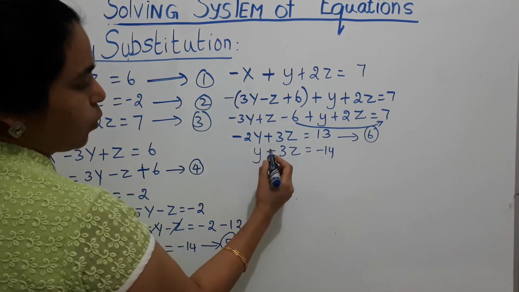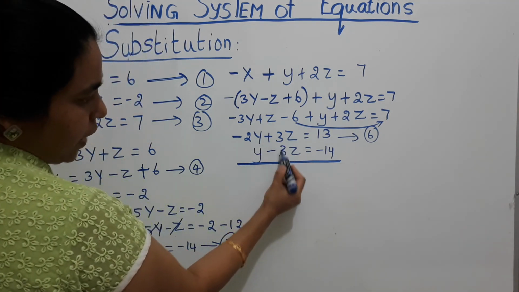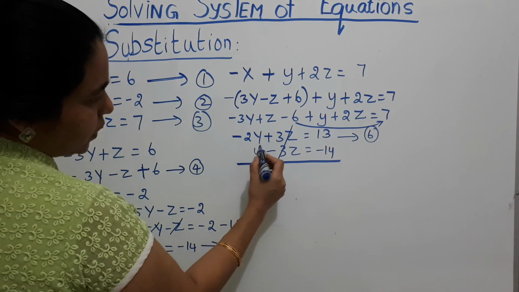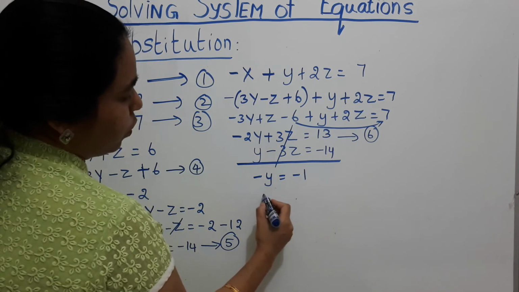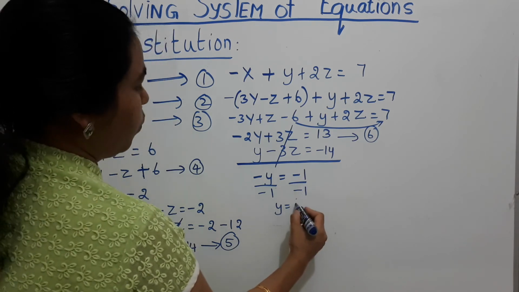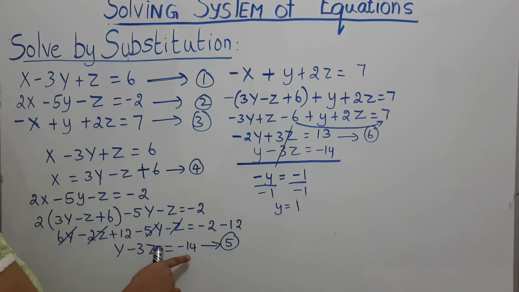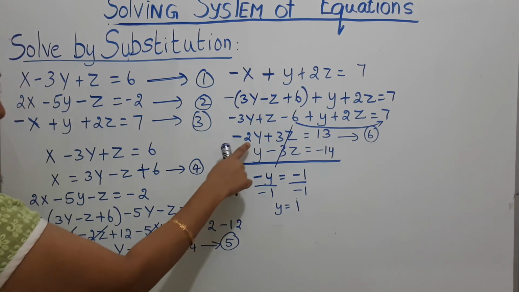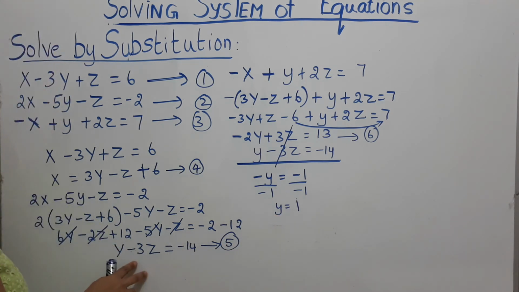Now you can eliminate either y or z. It is easy for us to eliminate z. Okay. So because it is having the same coefficient and opposite sign. So you can cancel this out. Minus 2y plus y will be negative y, that is equal to negative 1. So divide both sides by negative 1. So the answer will be y is equal to 1. Okay. Now you found the value of y. And now you can use either equation 5 or 6 to get the value of z. Okay. Because this is having only two variables, only y and z. You know the value of y, so you can substitute the value of y to get the value of z.